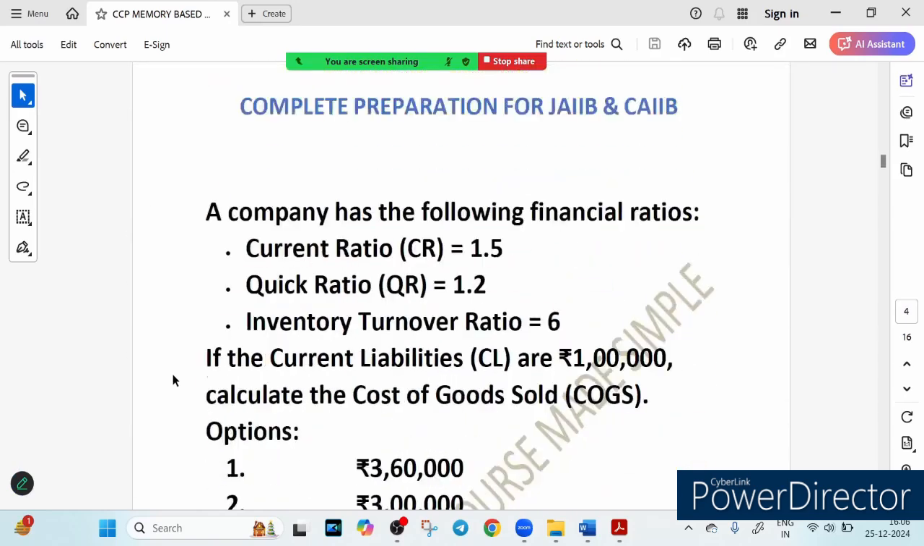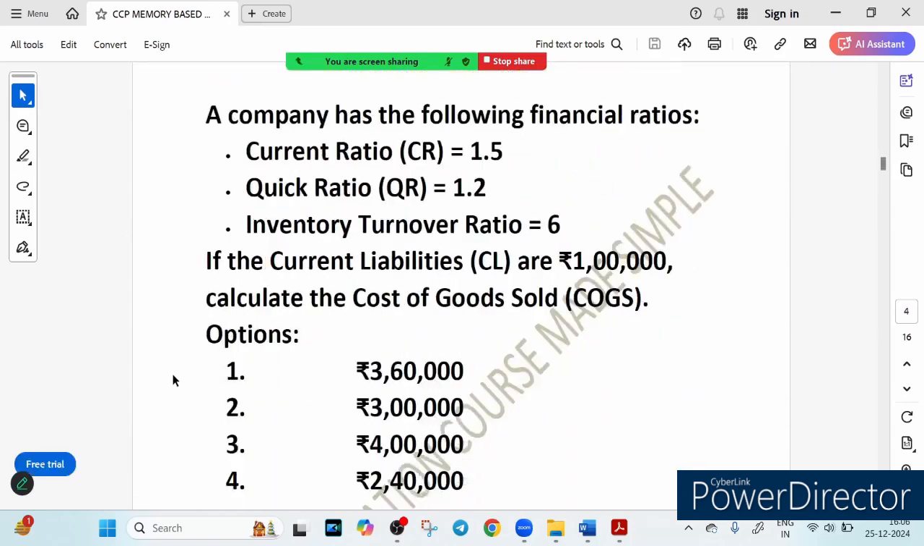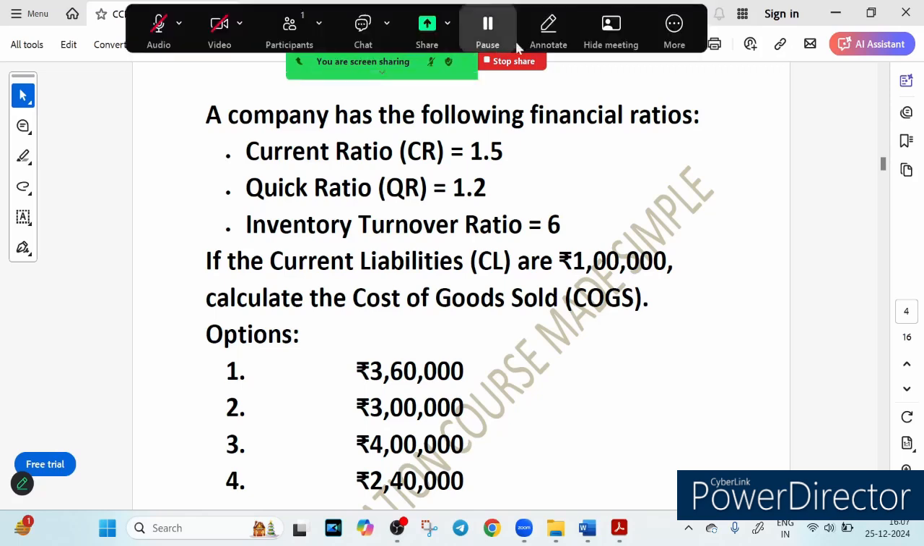A company has the following financial ratios. This is a good question based on the numerical part which is asked in the examination. You have been provided the financial ratios: current ratio is given as 1.5, quick ratio is given as 1.2, inventory turnover ratio is given as 6, and current liability is given as 1 lakh. You have to find the COGS. What is COGS? Cost of goods sold. So now let's first calculate step by step.